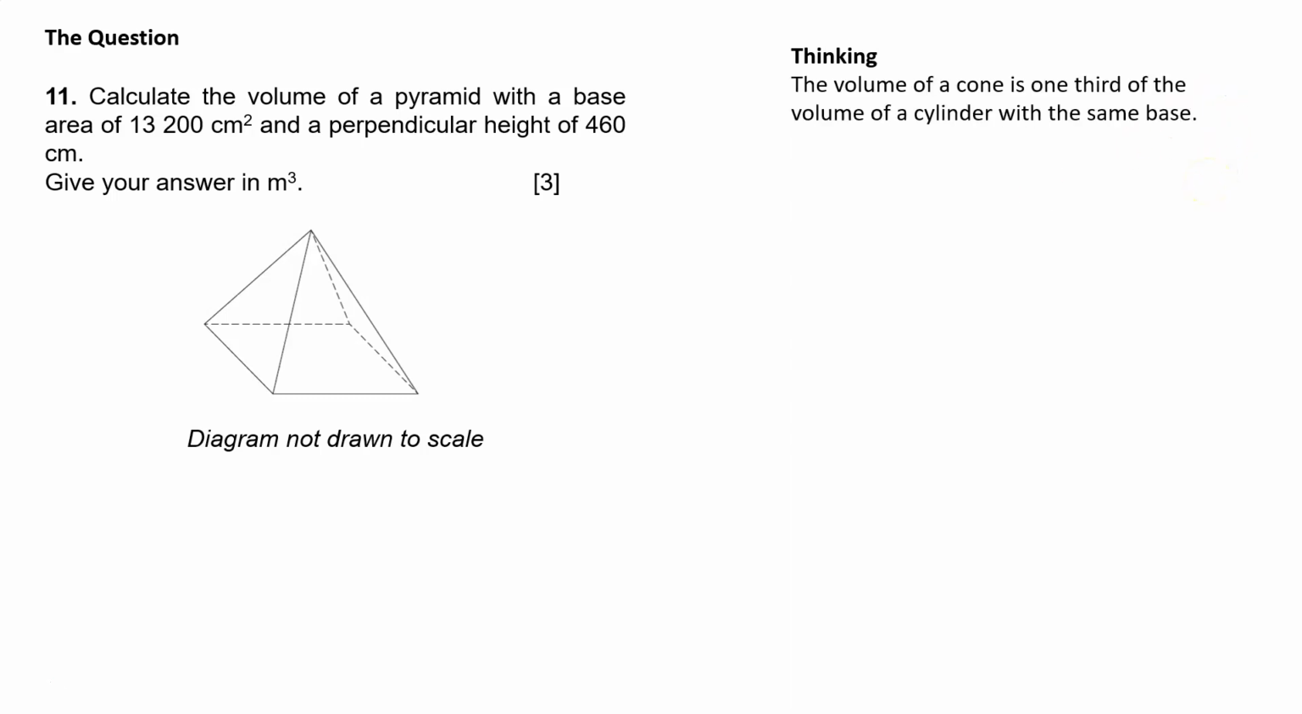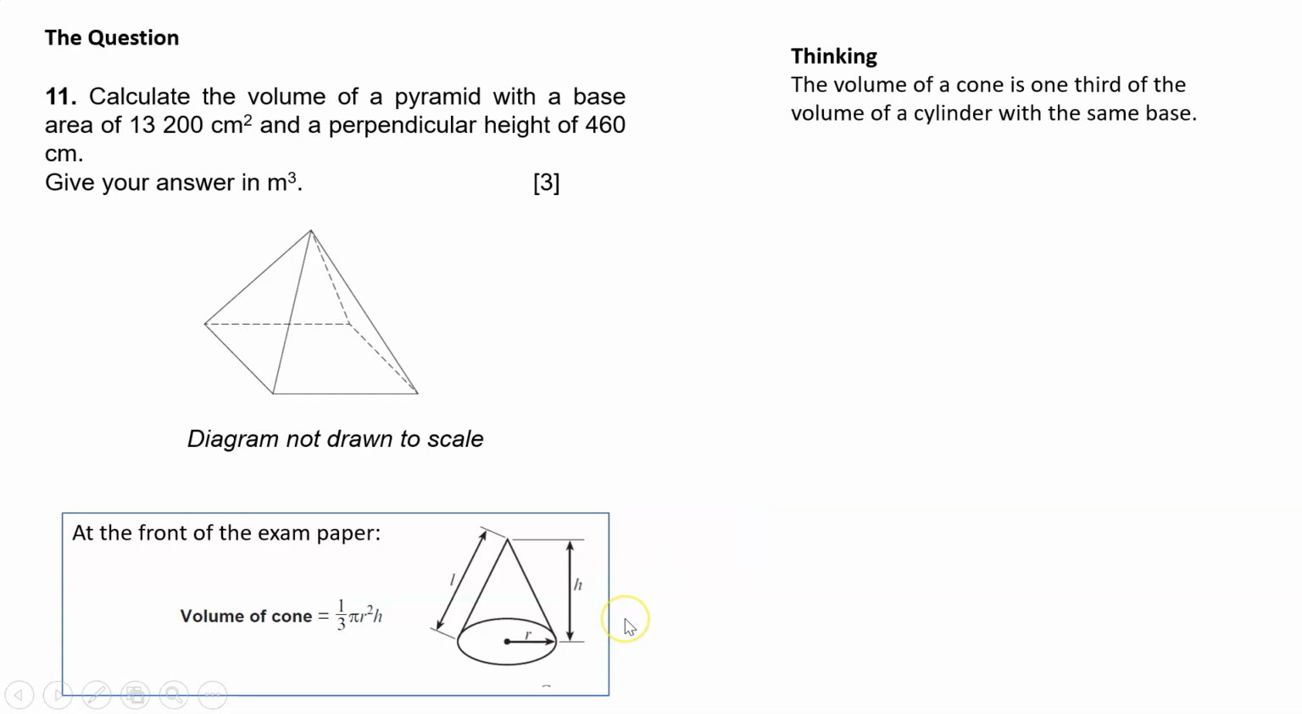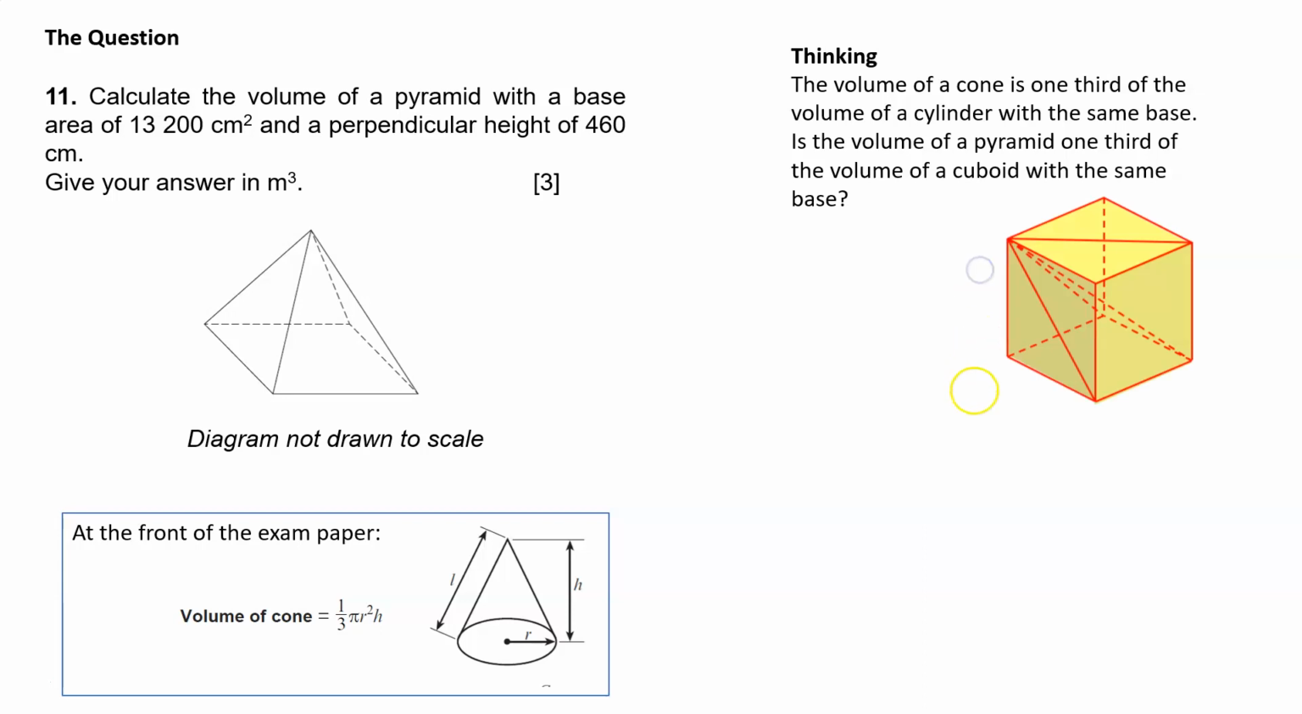Thinking. The volume of a cone is 1/3 the volume of the cylinder with the same base. We know that. We've been given that in the front of the examination paper. But is the volume of a pyramid 1/3 the volume of a cuboid with the same base? Well, if you have a look at this three-dimensional cube, you can see they've fitted three pyramids into this cube.